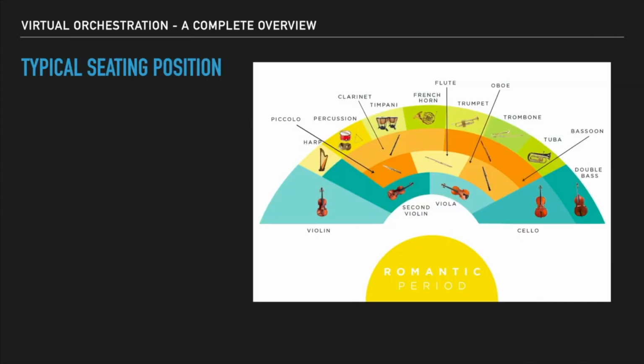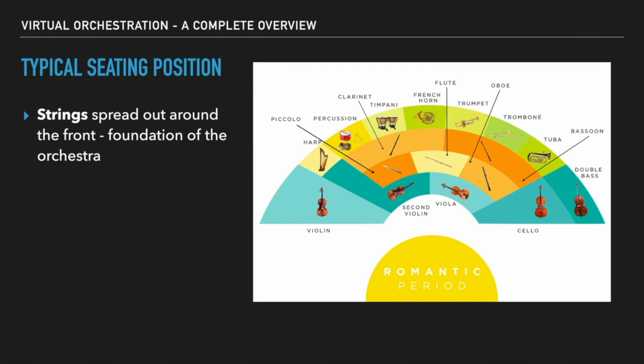So let's take a look at the typical seating position of a symphony orchestra, specifically in the Romantic period, but this is pretty common throughout most orchestral setups, I would say. So you can see how the strings are kind of spread out through the front of the orchestra.